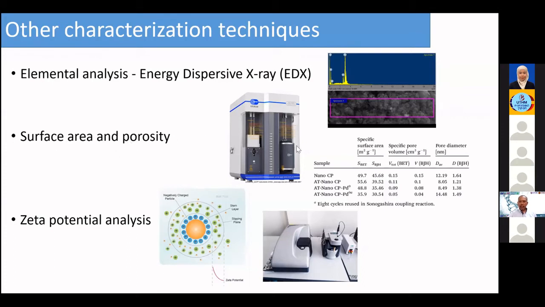Surface area and porosity, from the surface area and porosity instrument here. For example, this is one of the instruments. We can get the specific surface area value, specific pore volume, and pore size, the porosimeter. And then we can see the difference between the raw material, here the original, or sometimes we call it the pristine sample, and also the other modified sample. For example, the specific area will be reduced after adding palladium. So those are the things that you can get from surface area and porosity.